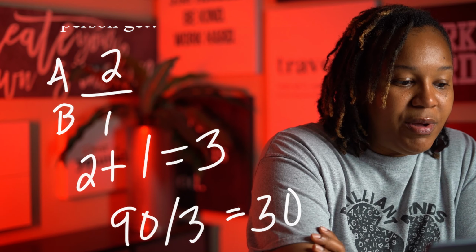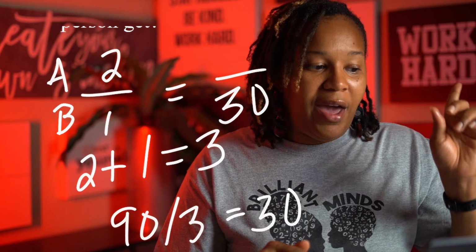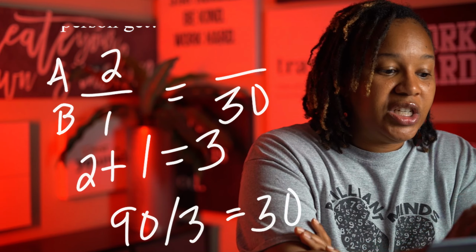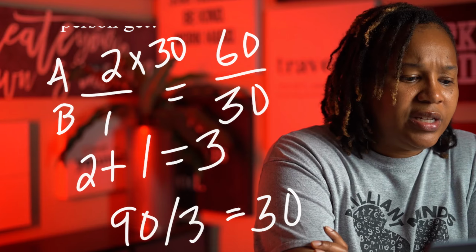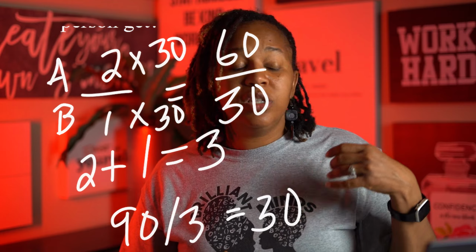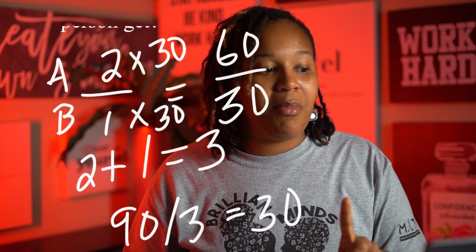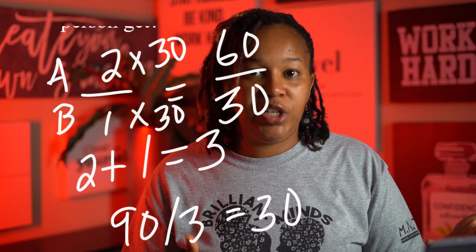That means if Ben gets 1 part, he's getting $30. And if Amy is getting 2 parts, she's getting 2 times 30, which is 60. Essentially what we did in the bottom is multiply it by 30. 1 times 30 is 30. So that means Amy would get $60 and Ben would get $30. That's how you would solve a sharing ratio.